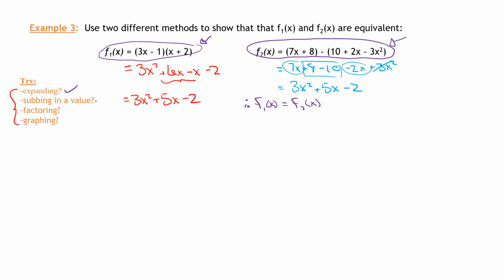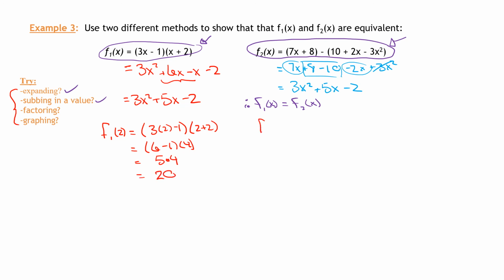How about subbing in a value? Let's try that one. We pick a number that is not 0, but you want to pick something that's easy enough to work with. So let's try subbing in a 2. Going up to the original: 3 times 2 minus 1, and then 2 plus 2. Everywhere I had an x, I put in a 2. That gives me 6 minus 1 times 4, or 5 times 4. That's a 20.